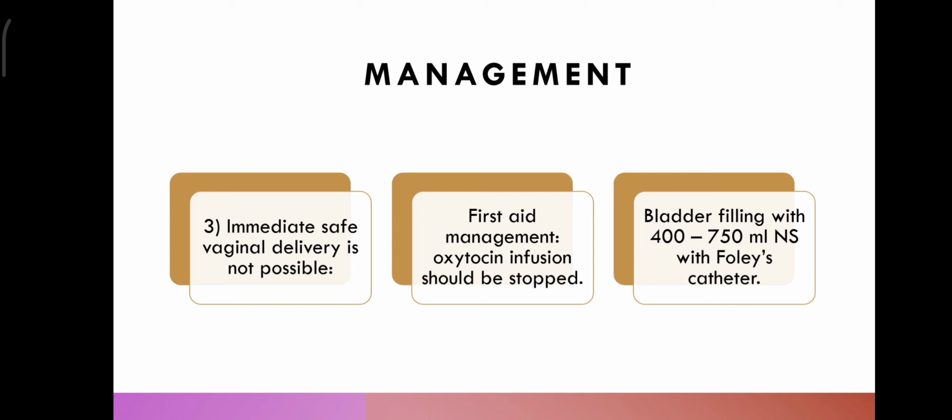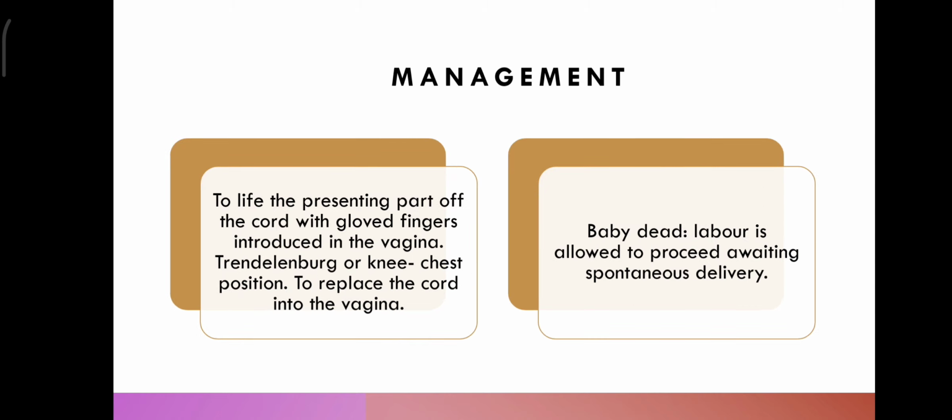Then first aid management: oxytocin infusion should be stopped. If any oxytocin infusion is started by any care provider, that should be stopped immediately. Then the bladder is filled with 400 to 750 ml normal saline with Foley's catheter. Third, to elevate the presenting part off the cord with gloved fingers introduced in the vagina, in Trendelenburg or knee-chest position, to replace the cord into the vagina.